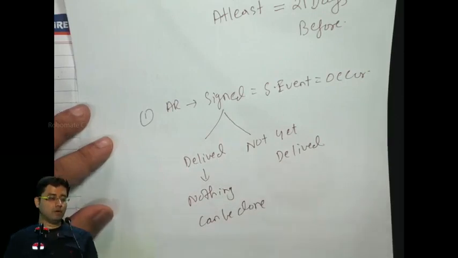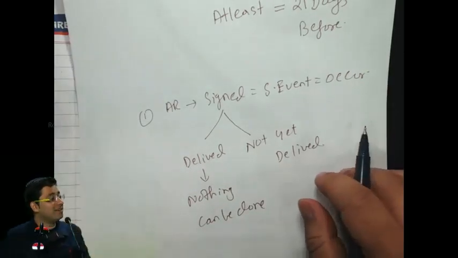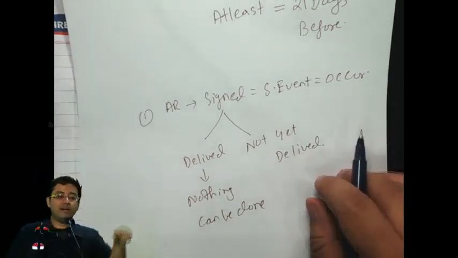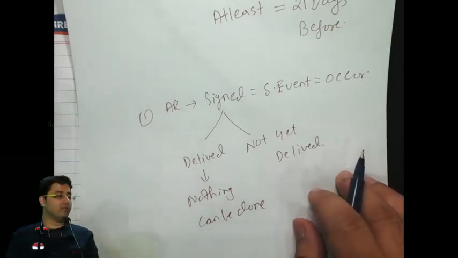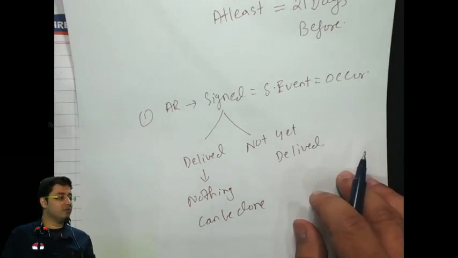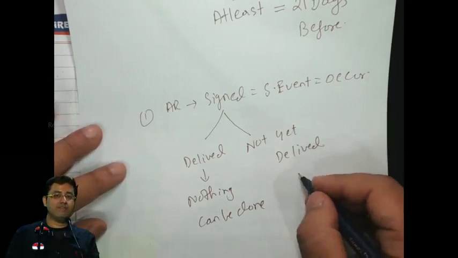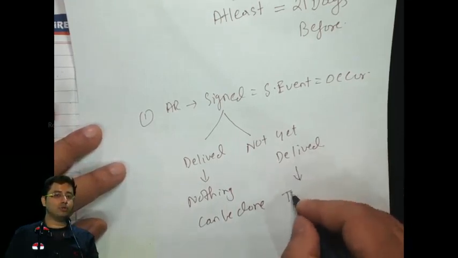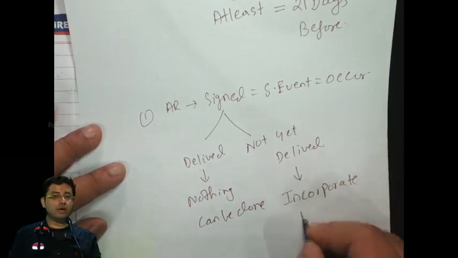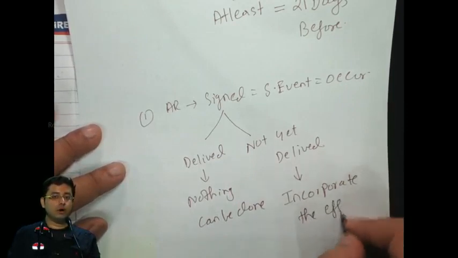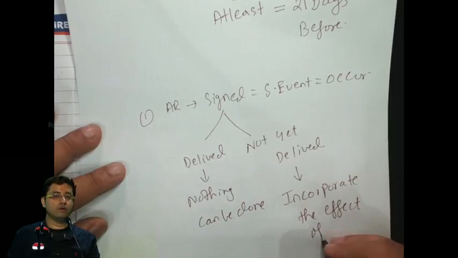But practically how does it work? The auditor will read out the effect of that subsequent event in the annual general meeting. He will at least communicate to the shareholders that this event took place, but since they already had the report with them, he could not modify his audit report. Have you understood this point? Acha, if it is not yet delivered, then what should you do? Modify. That means you should incorporate the effect of subsequent events.